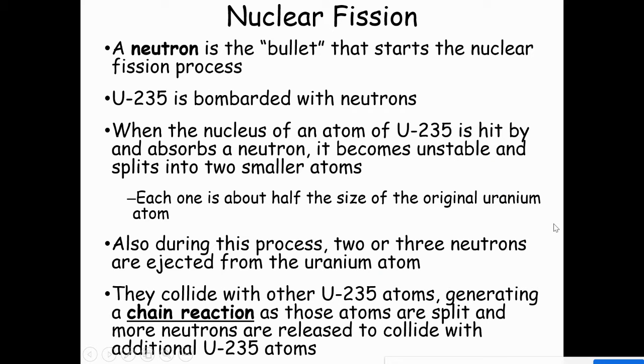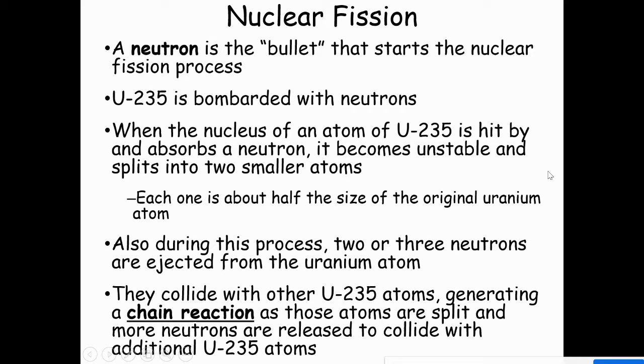So what happens is you have a neutron, and it's important that I mention that when this is happening in a nuclear power plant, it's a controlled process. That means somebody is controlling when they're releasing neutrons and when they're not. They can send them out fast, they can send them out slow, or not at all. And so the neutron, we say, is the bullet that starts the nuclear fission process. The uranium 235 that was enriched is going to be bombarded with those neutrons. And when the nucleus of an atom of uranium 235 is hit by and absorbs that neutron, it's going to become very unstable.